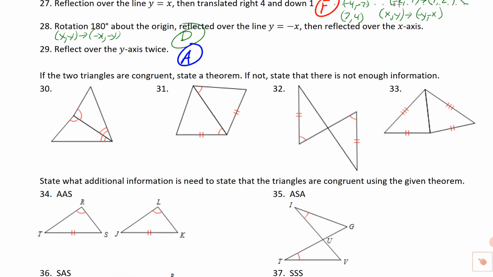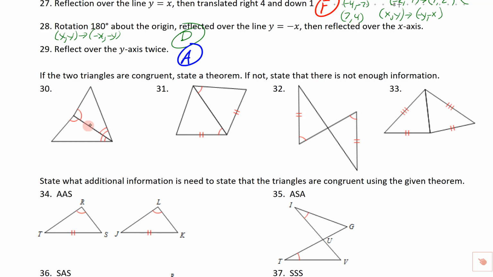Now, the last part of this practice test talks about the triangles, the congruent triangles, and the theorems. So we've got side, side, side, side, angle, side, angle, angle, side, and then angle, side, angle. It says state that they're congruent, and state a congruence theorem, and if not, just say there's not enough information. So let's go ahead and take a look at this one right here.